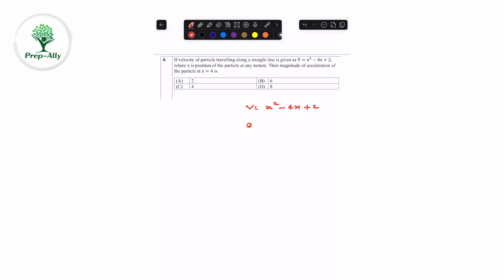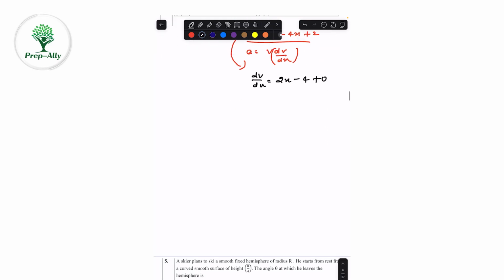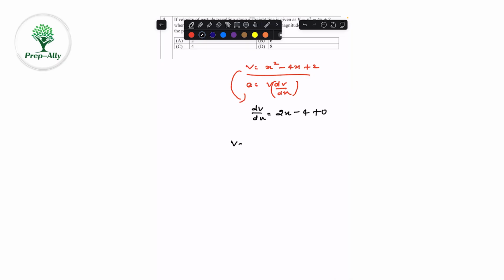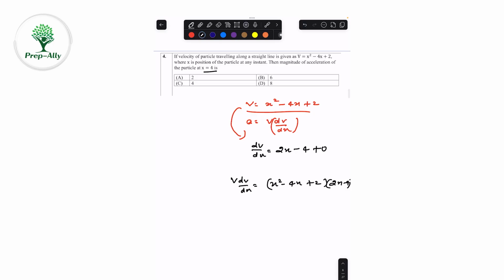From here if we find acceleration, acceleration we know with respect to velocity and displacement is related as v dv by dx. So first we have to find dv by dx from here. If I find dv by dx, it will be differentiation of x square, which is 2x, minus differentiation of 4x, which is 4, and differentiation of constant 2 is 0. Then we have to do v into dv by dx. So v dv by dx will be multiplication of both, which is x square minus 4x plus 2, and then 2x minus 4. And we have to find acceleration at a displacement of 4.